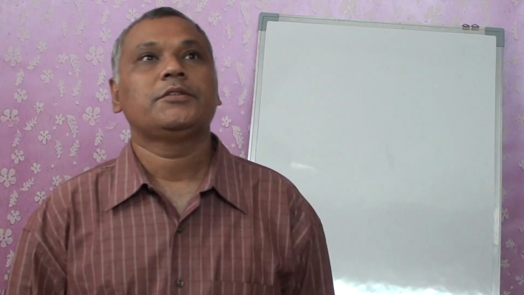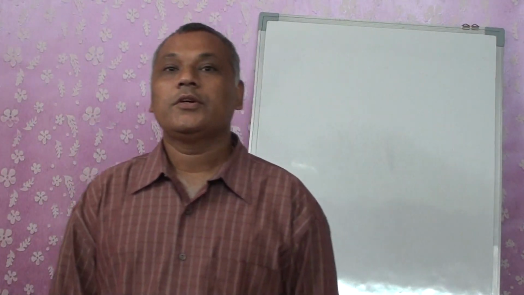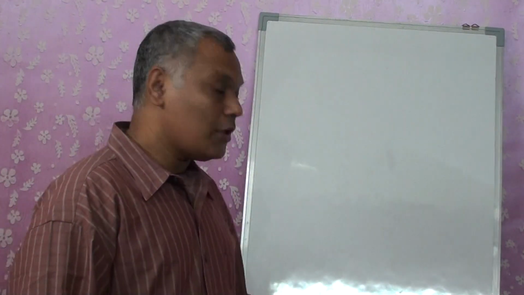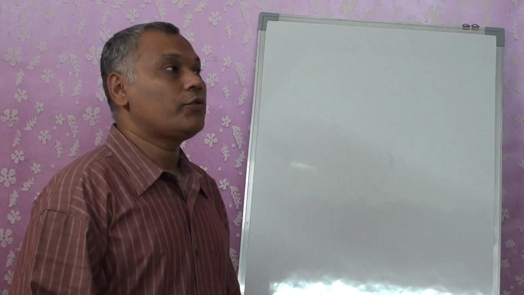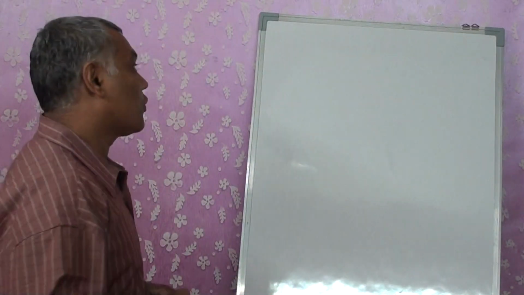We are studying chapter number 8, redox reactions. In our last lecture we saw how to calculate the oxidation number for different compounds, what the rules are, and how we can calculate the oxidation number. Now today we will go through one of the important points, which is known as Stock notation.